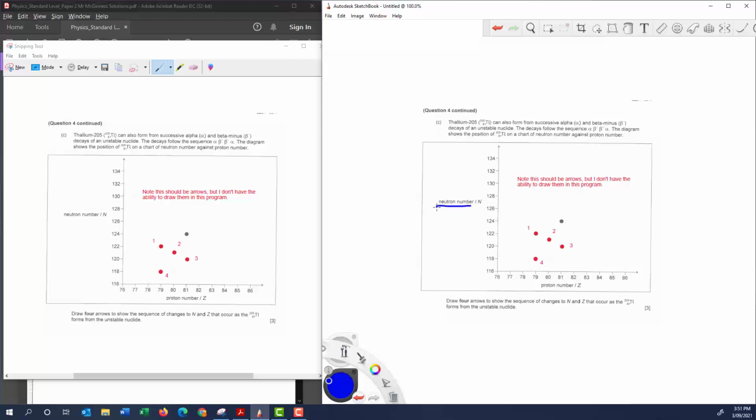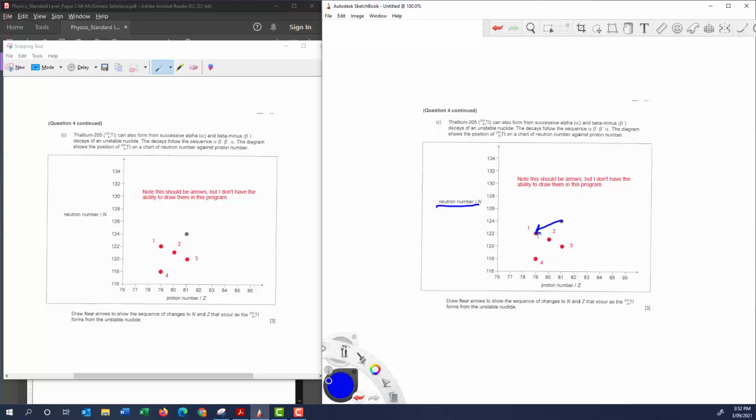One, they put neutron number here rather than mass number, so that's probably going to throw a few people. And the other thing they did is they made the scales different. So this is going up by 2s on this axis, and this is only going up by 1s. So in alpha decay, we lose 2 protons and 2 neutrons. Losing 2 neutrons means going down 1 step, according to this, and losing 2 protons means going left 2 boxes. So that's our first arrow.